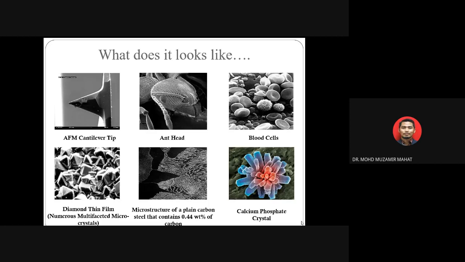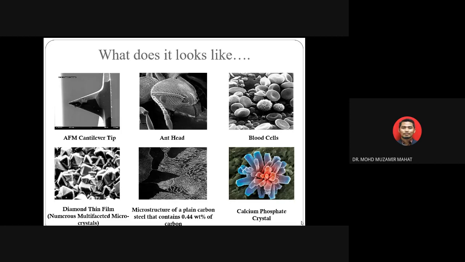How does it look like? These are examples of scanning electron microscope images. If you can see the first image on the left, an AFM atomic force microscope cantilever tip that was captured by SEM image. This tip is actually used to scan on your sample in the AFM setup to see the atomic topography and so on. Second one is blood cells, calcium phosphate crystal, microstructure of a plain carbon steel, diamond thin film. Those are very beautiful images that we can capture using scanning electron microscope.